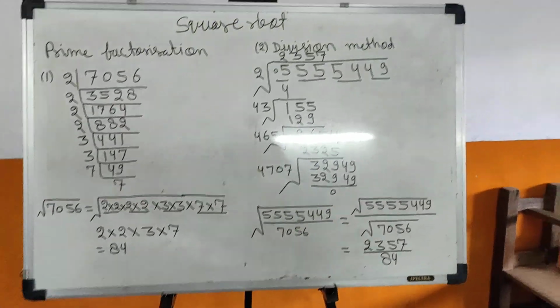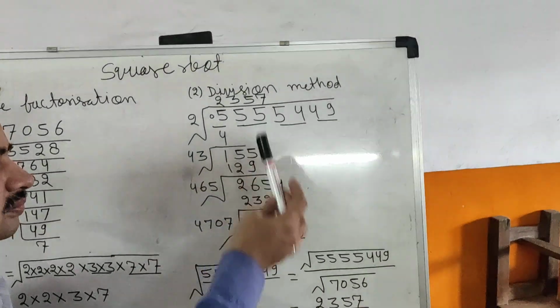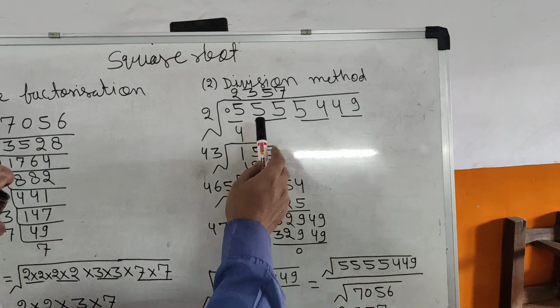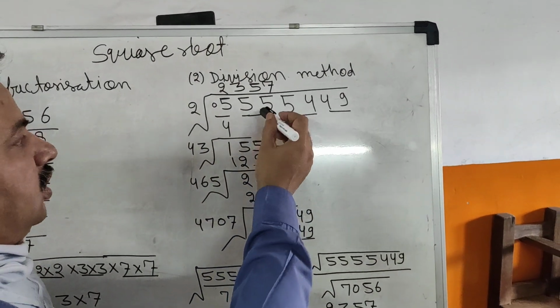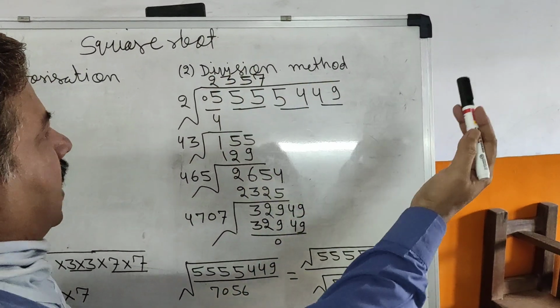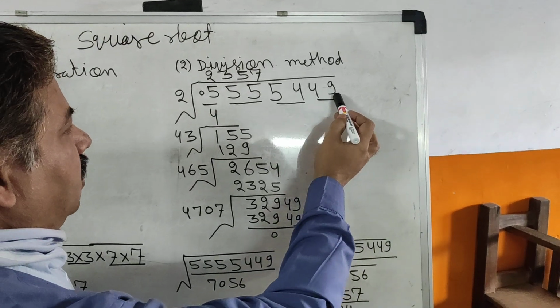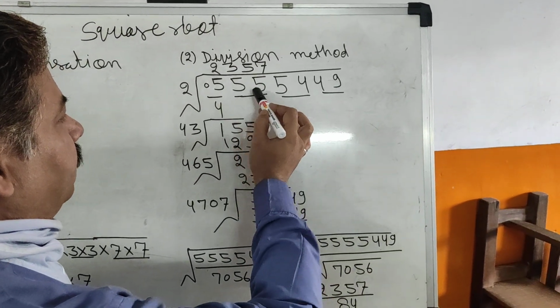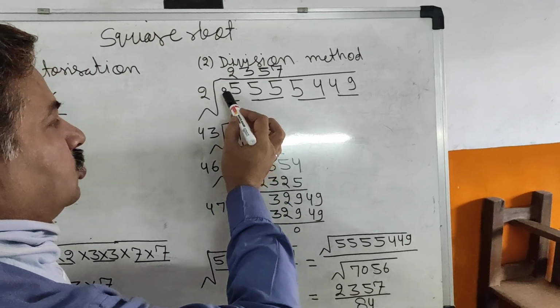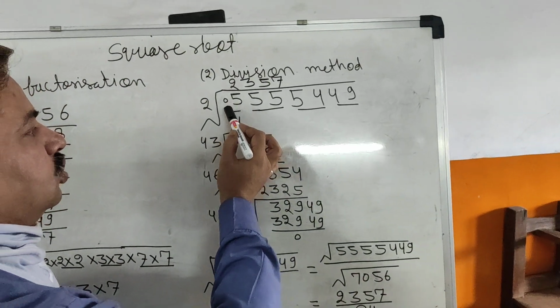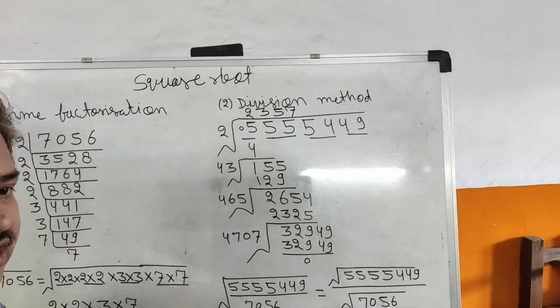Now see one example by the division method. By the division method, we will make pairs from the right hand side. 5, 54, 49: this 5 is single, so we will write 0 there to make the pair. So 05 is the first pair.